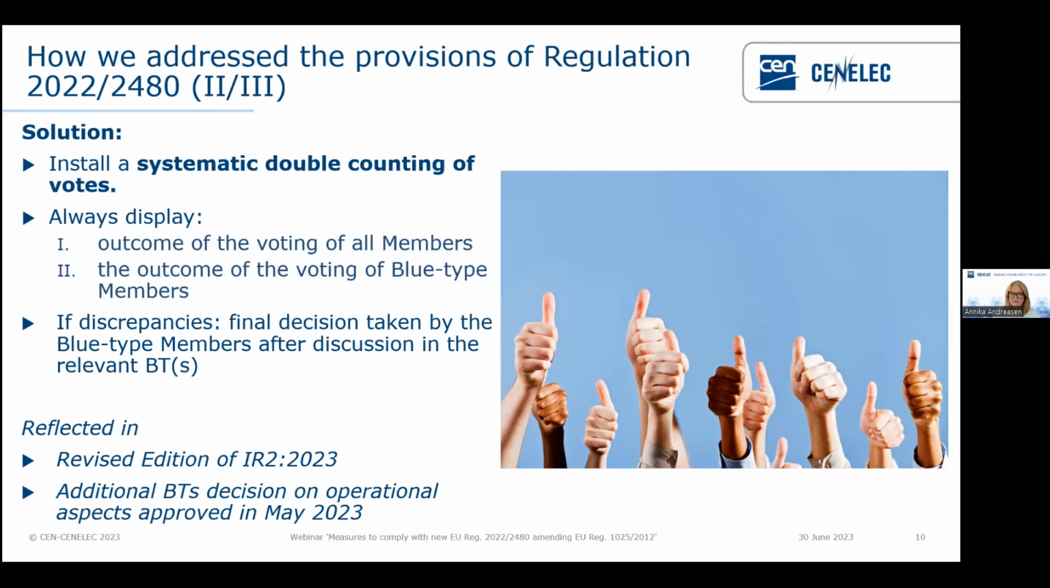This is then reflected in the revision of the Internal Regulation 2 edition 2023. And we have additional BT decisions on operational aspects approved in May 2023.